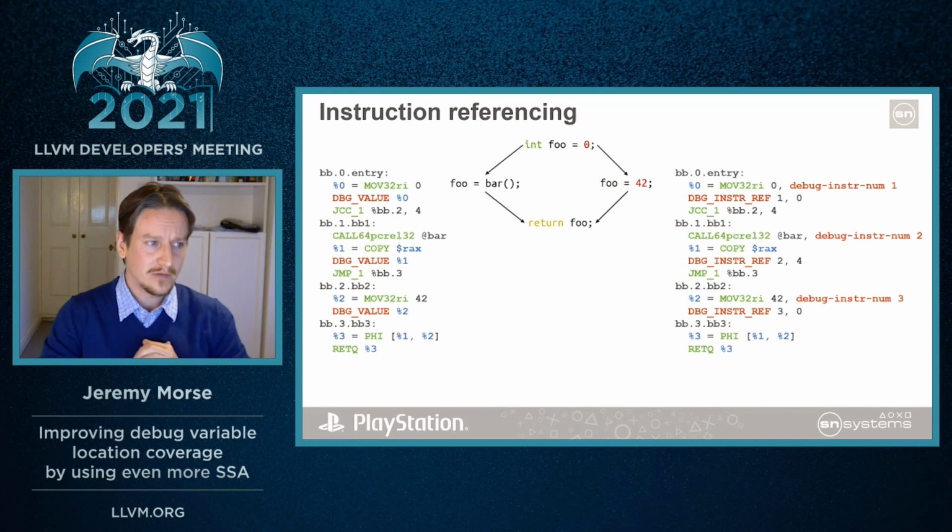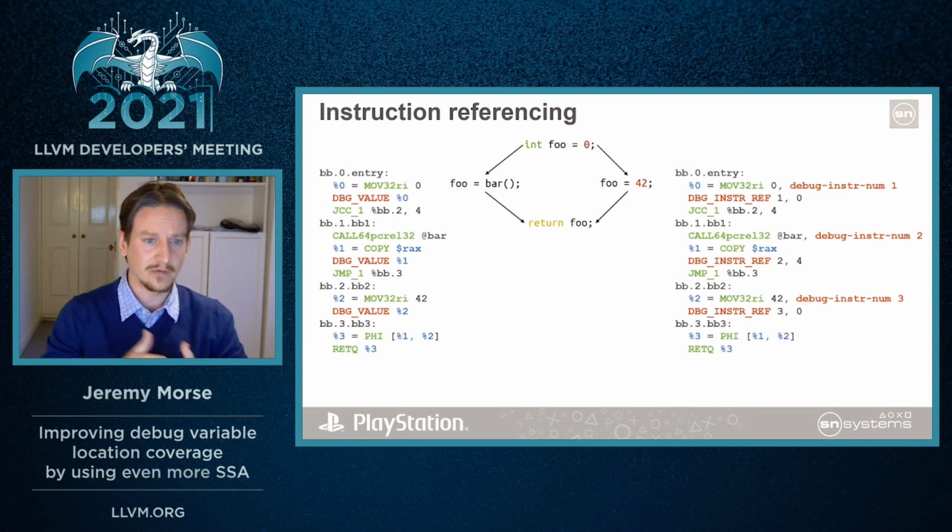On the left-hand side of this slide, we have the x86 and debugging information as produced nowadays. We have, in the entry block, a load of a constant value into a virtual register, %0. We then have a debug value referring to the virtual register %0. Okay, fine, that's how things are nowadays. How would we do this with instruction referencing?